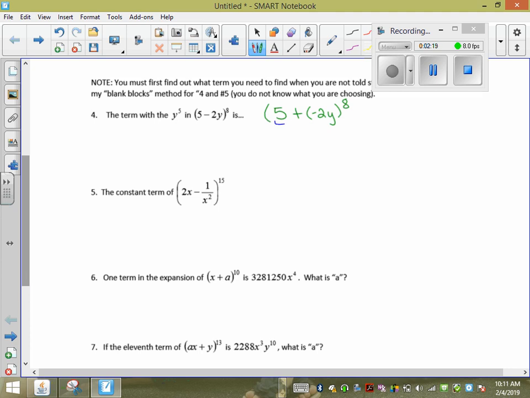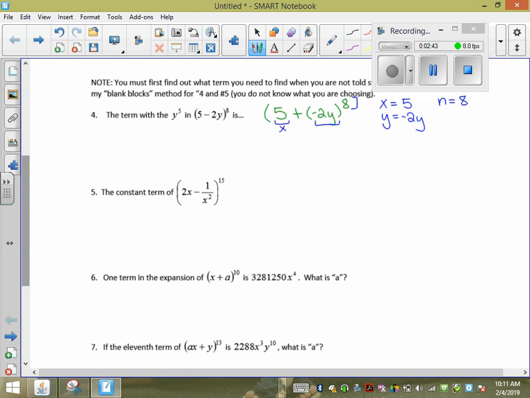So what do we have? We have x. So x equals 5. I'm going to state my knowns. We have y. Y equals negative 2y. And we have n, which equals 8. And we don't have k. They didn't say second term, they didn't say third term, but we can find k because they gave us a piece of information. They said the term was y to the 5, okay?